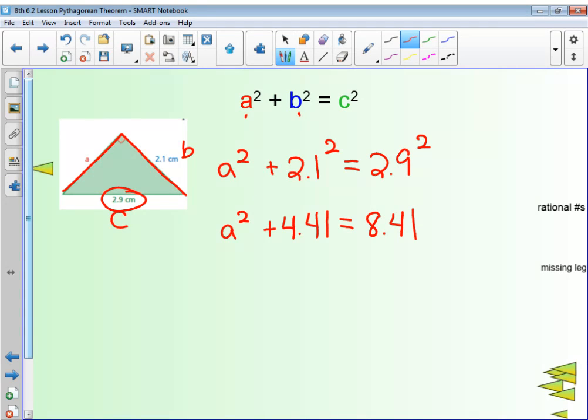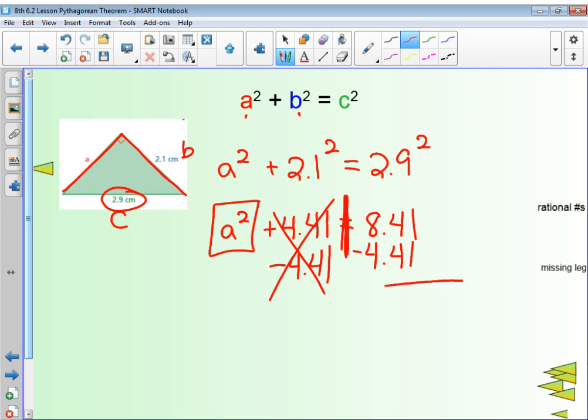Okay, I want to work to get A squared by itself. Here's my equal sign. How am I going to get rid of that 4.41? I'm going to subtract. So I'm going back to stuff that we reviewed in chapter 1. That's gone. So whatever I do to one side, I have to do to the other. I now have A squared equals 8.41 minus 4.41 is 4. Final step, I have to get that squared out of there. So we have to do that square root to cancel it out. So A equals the square root of 4, A equals 2.